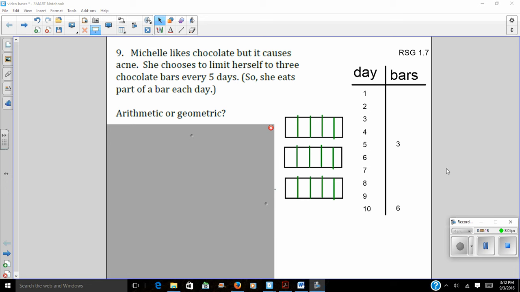We are currently working in task 1.7, and this is problem number 9 from your RSG homework. We are looking at this one particularly because it does involve some partial, fraction, or decimal, depending on how you look at it, information. So let's get started working through this.